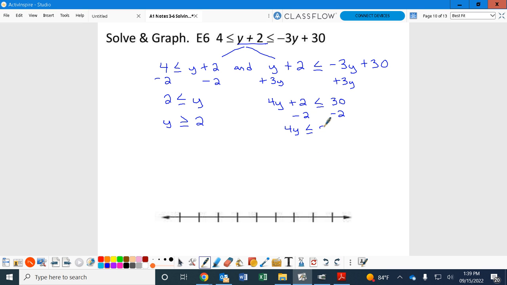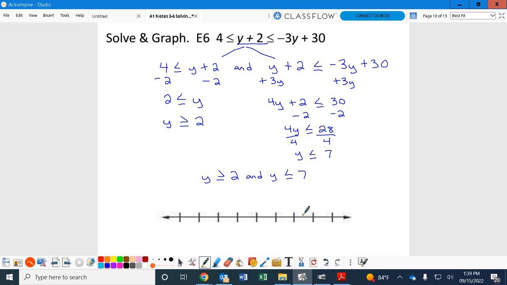Here we go. 28. Divide by 4, 7, and y is less than or equal to 7. Okay, what do I have to write it as? Put them together. What do I put in the middle? And. So, y is greater than or equal to 2 and y is less than or equal to 7.